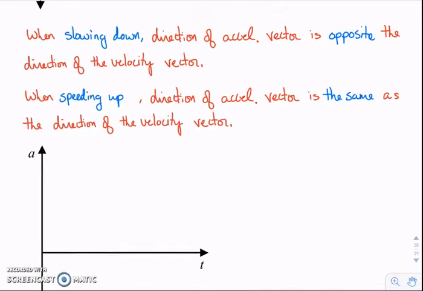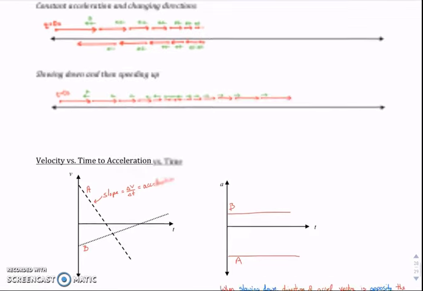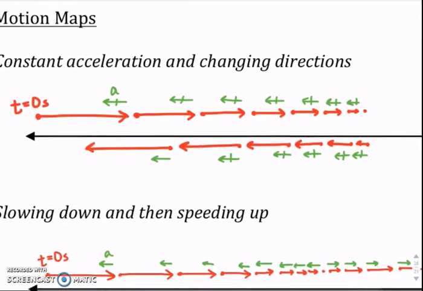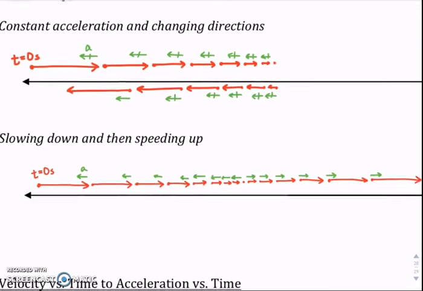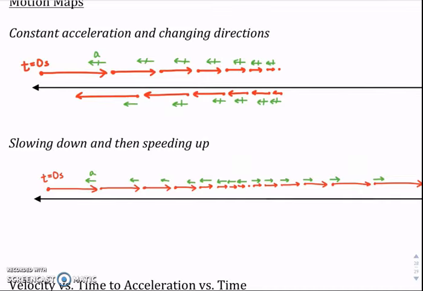When speeding up, the direction of the acceleration vector is the same as the direction of the velocity vector. How I remember this is I go back to my motion maps. The acceleration vector is going to be helping it go in the same direction as the velocity vector whenever it's speeding up. And that acceleration vector is going to eat away at the other arrow, so it has got to go in the opposite direction when it's slowing down.